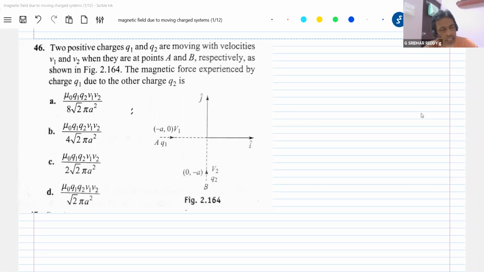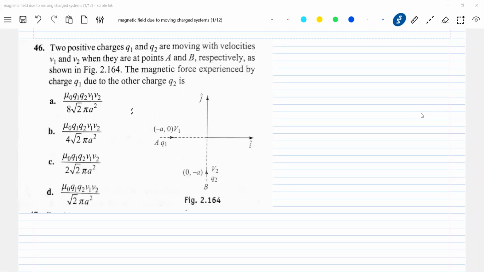Yesterday we discussed the formula. Now we are going to take two charges. The magnetic force exerted on charge Q1 due to the other charge Q2. Both are moving. So let's calculate the field at the position of one, due to the field produced by the other.